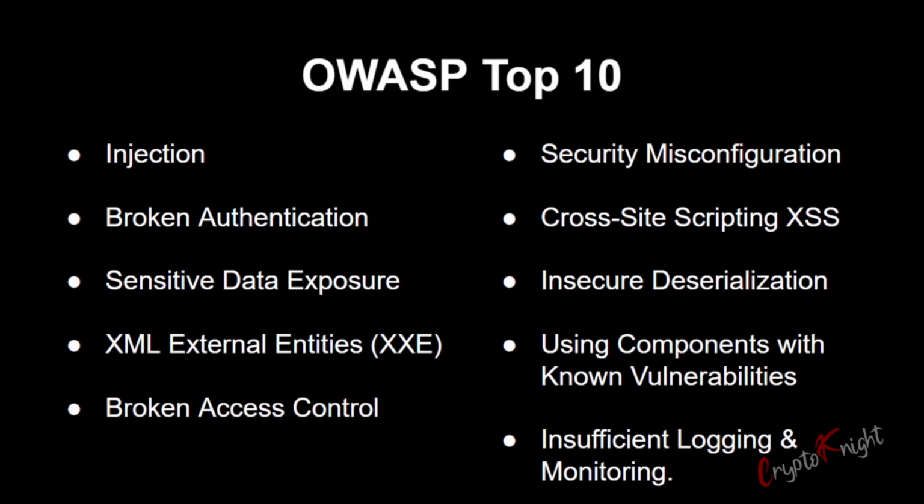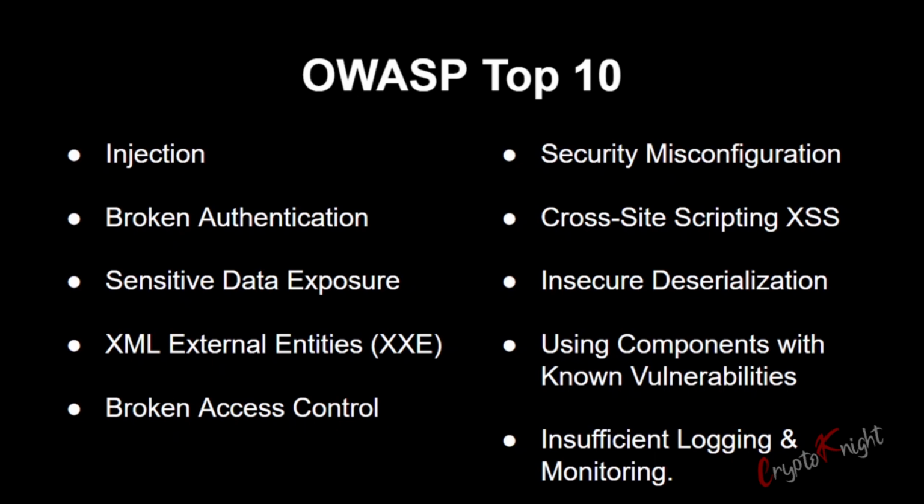Next is the XML external entity. This you will understand once we perform it, but just to give you an understanding, it means that we write our own XML code and the server understands it, interprets it, and provides us the required details that we have asked for. Next is broken access control. It simply means that we are able to access something which we should not. For example, I am a normal user and I am able to access a page which only admins can access.